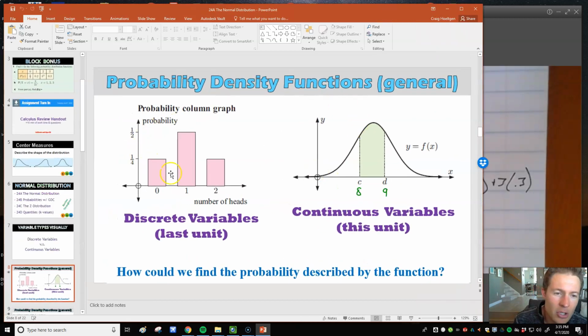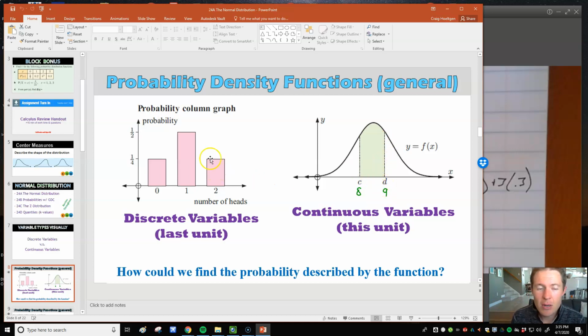Probability density functions in general. So for our discrete variables, it was either 0, 1, 2. There was nothing in between 0 and 1, nothing between 1 and 2, nothing there. So here we had column graphs for that. In this unit now, 8.1 does exist, 8.2 does exist. We could get measurements between 8 and 9. We could probably get a ton of measurements there.